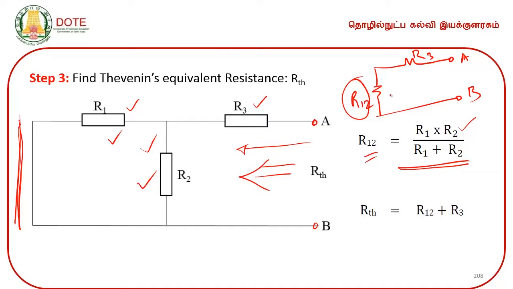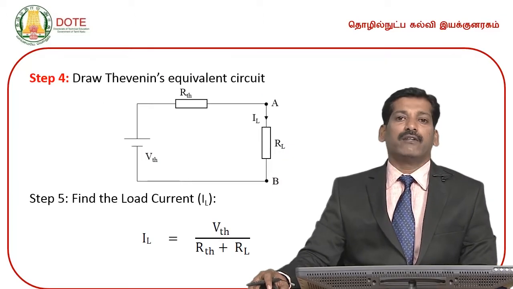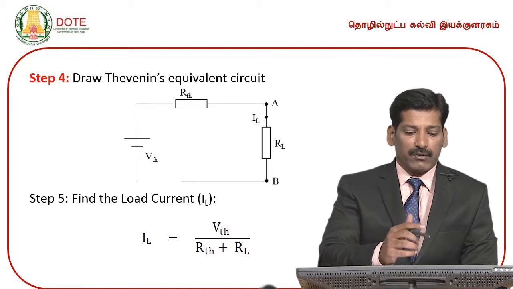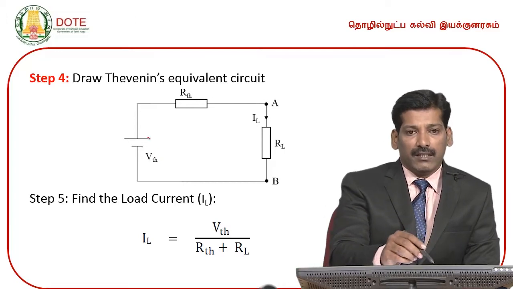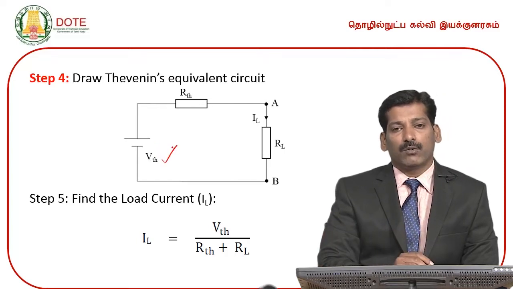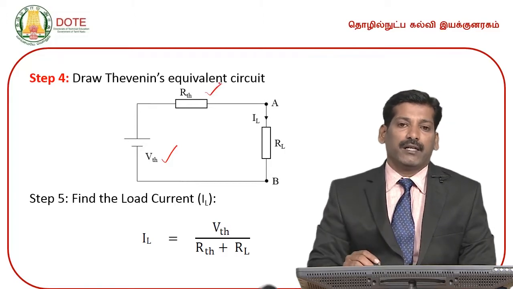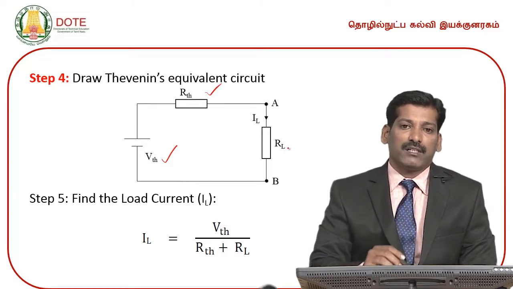Then there are two resistances in series. So, the Thevenin's looking back resistance RTH across the terminals will be RTH is equal to this R12 plus R3, because these two are in series. Then we need to arrive at Thevenin's equivalent circuit. Thevenin's equivalent circuit is nothing but a single loop system where you have VTH, that is the open circuit voltage, as a source, and RTH is connected to the load resistor in series.